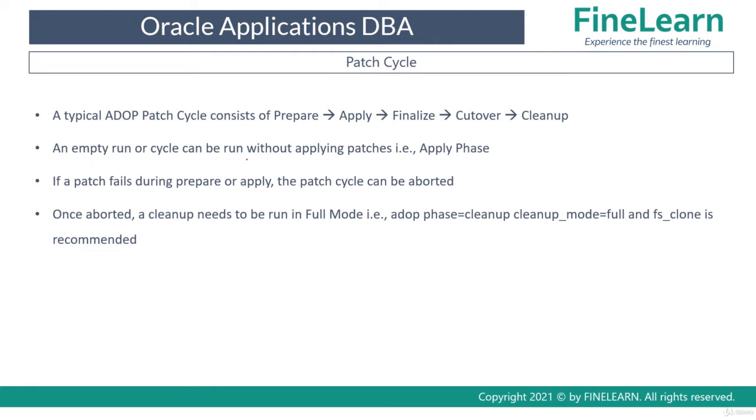But usually in a normal patch cycle which is successful, you'll be seeing these 5 phases. You can even run an empty patch cycle without any patches. For example, I don't want to apply any patches. I want to just test whether ADOP is running fine or not. I can still run a simple empty patch cycle without apply phase.